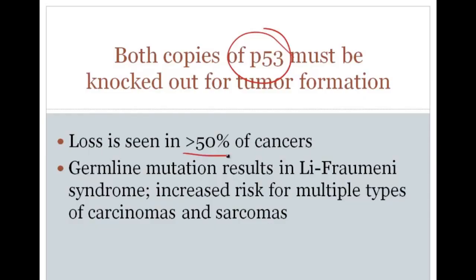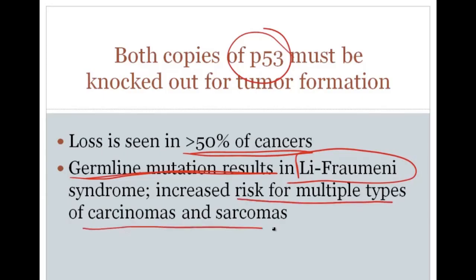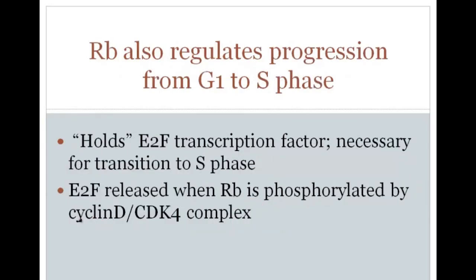Now, loss of P53 is seen in more than 50% of cancers. Usually, both copies of P53 are knocked out somatically. However, it is possible that a patient could inherit one bad copy of P53 from a parent, and that's called the Li-Fraumeni syndrome. And the Li-Fraumeni syndrome is associated with an increased risk for multiple types of carcinomas and sarcomas. So that's a little bit about P53.